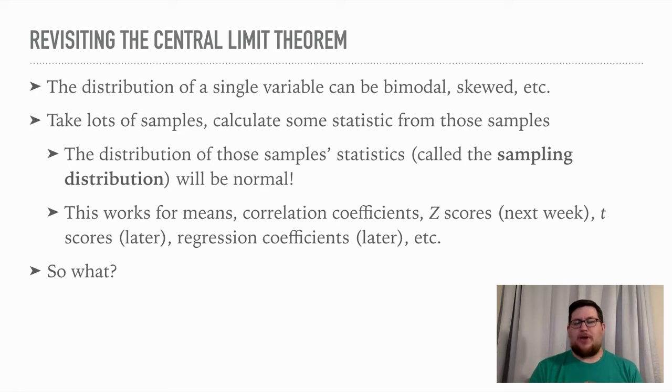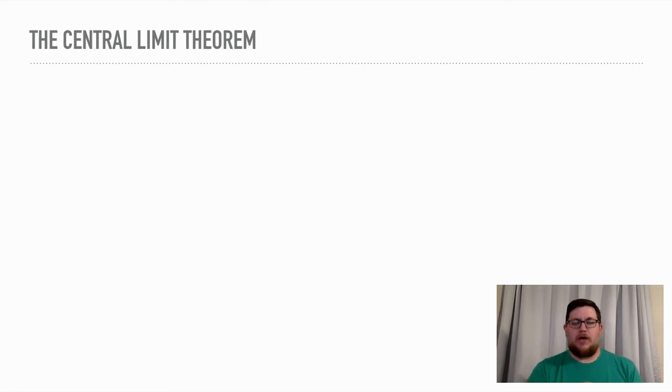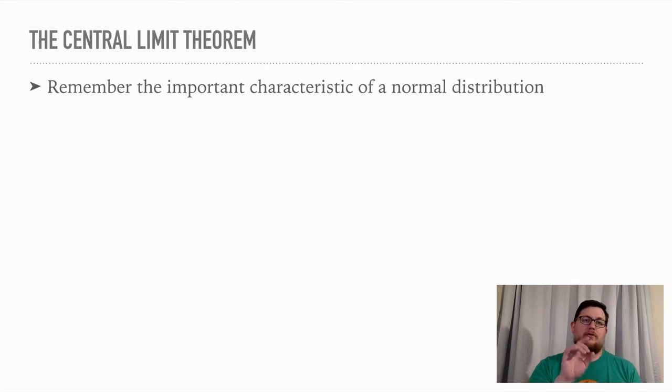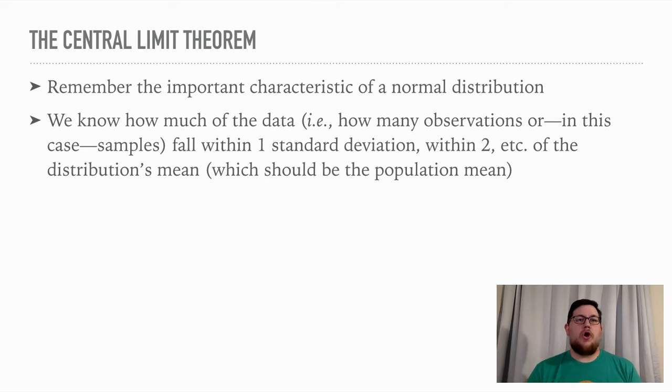So what? Why do we care about this? Well, if you remember, there are important characteristics of normal distributions. That is, we know how many observations, or in this case, samples, the sample means, each observation in a sampling distribution, are going to fall within 1 standard deviation, within 2 standard deviations, et cetera, of the distribution's mean, which should be the population mean, right?